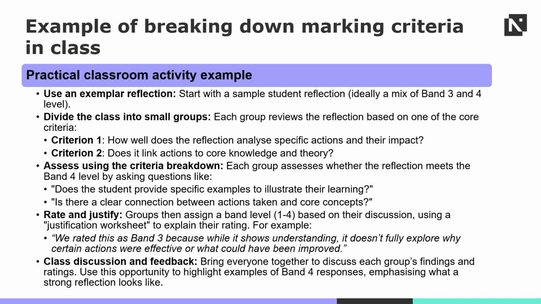Finally, the students need to assign a band level based on the discussion, using a justification worksheet to explain their rating. And finally, students will come together to reflect and discuss how effective they found their application of the marking criteria strategy. Once exemplars have been used, this can then be moved to the next stage in the scaffold, where students start assessing their own work and then move into peer assessment.